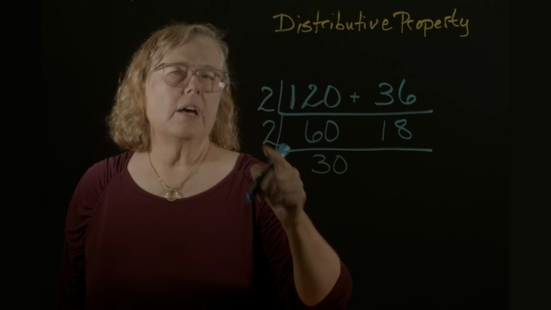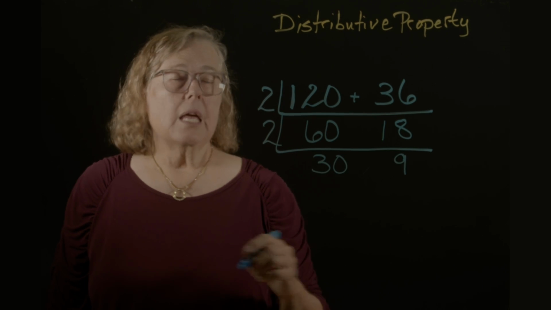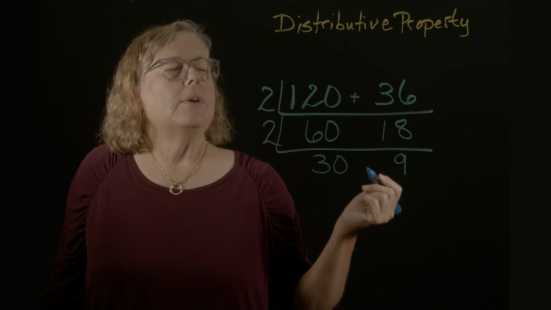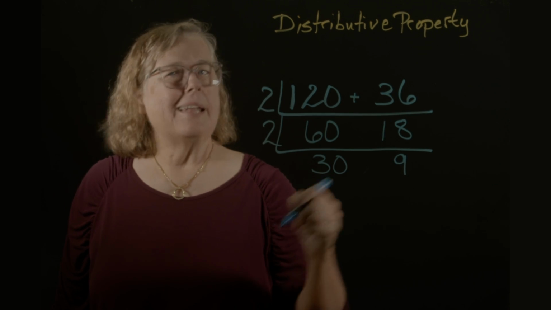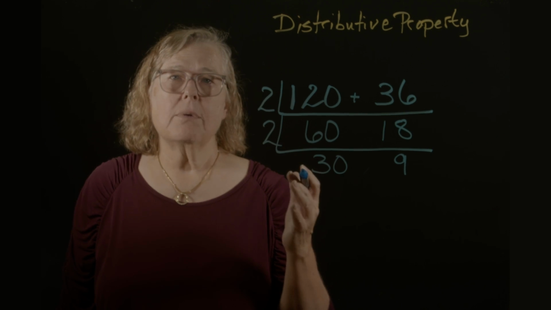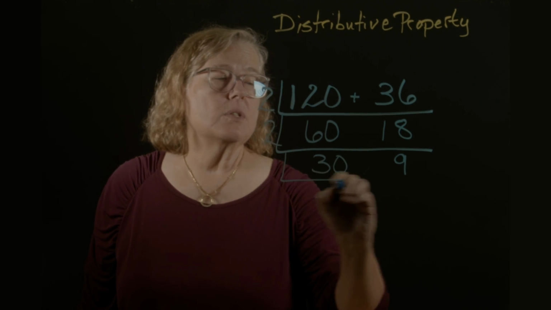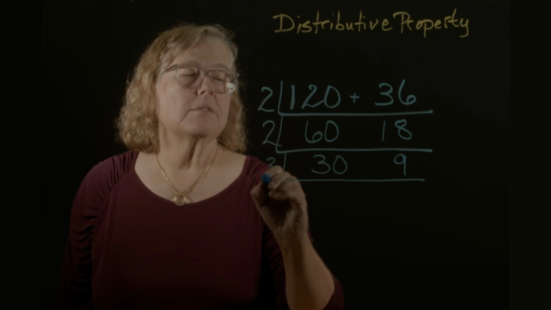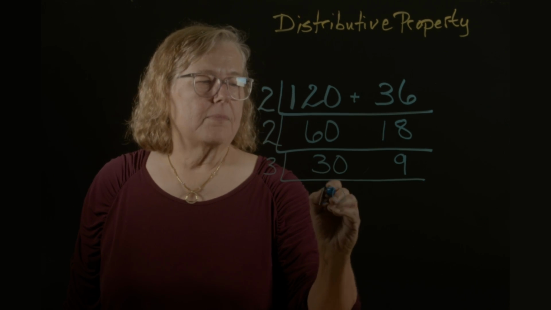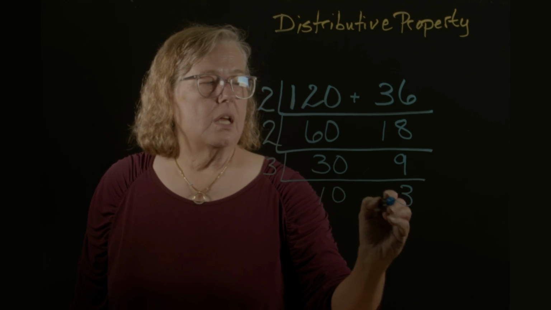What is 18 divided by 2? It is 9. Good job. Can I pull out a 2 again? Oh, can't do it. 30 is even, but 9 is not. That's okay. Can I pull out a 3? That's the next prime number, right? And we can. 3 definitely goes into 30. How many times? 30 divided by 3 is 10. And 9 divided by 3 is 3.